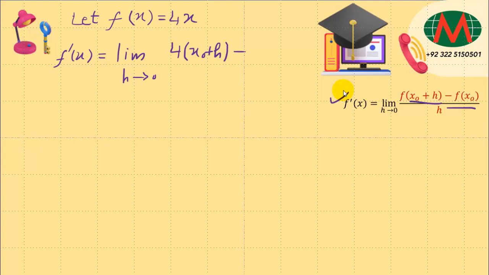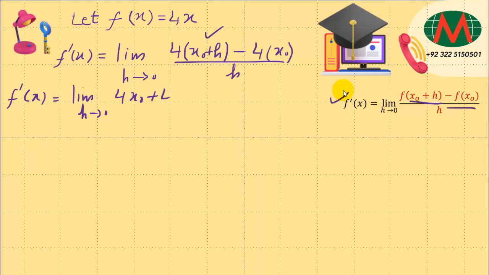So now we put x0 into the function. The function is 4x, so 4, and we put x0 into x, divided by h. Okay, now the derivative is the limit as h tends to 0. Now let me expand this. So it is 4x0 + 4h - 4x0, over h.